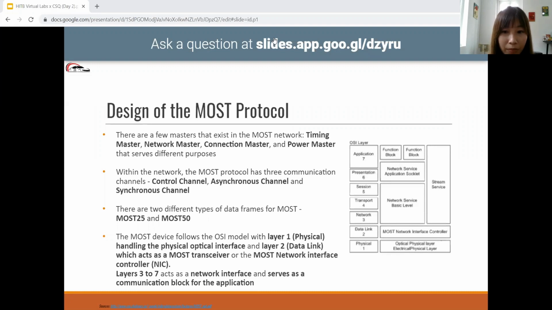Right. So within the network itself, the MOST protocol has 3 communication channels. You have the control channel, asynchronous channel, and synchronous channel. The synchronous channel is used for stream data. It supports continuous data streams that require high bandwidth. The asynchronous channel is used for packet distributed data, which allows packet-oriented transmission with large block size and high bandwidth. And lastly, the control channel is to control low-speed data, so lower bandwidth, for example 10 kilobits per second, and shorter packet length.